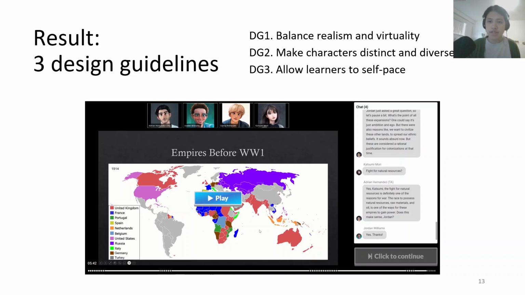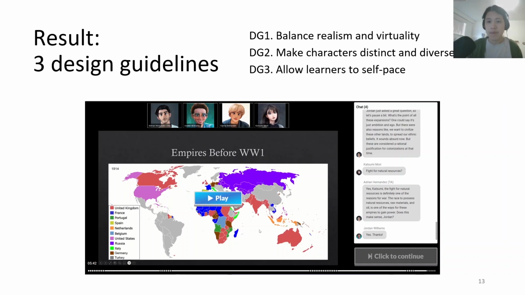On the other hand, if it's too virtual, the students might feel like it's uncanny and feel disconnected from the experience instead of being engaged. We found that having cartoon profile pictures, static pictures with text messages, is a good compromise for this. Whereas if we use synthesized AI voice or animated characters, that would be too virtual for the students to be engaged. The second and third design guidelines are pretty straightforward, so you can read more about them in our paper.